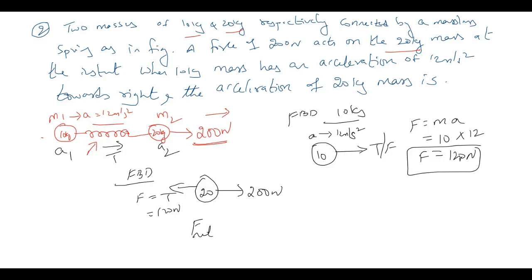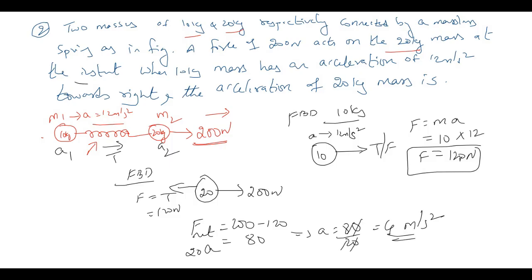Net force is equal to how much? F minus, or instead of F we can write this one. Yeah, net force is equal to 200 minus 120. That is equal to 80. Net force means mass into acceleration. Mass is 20. Sorry, we want acceleration now. So here acceleration a. Now acceleration a is equal to 80 by 20. Zero, zero cancel, table of 4. So acceleration is 4 meter per second square.